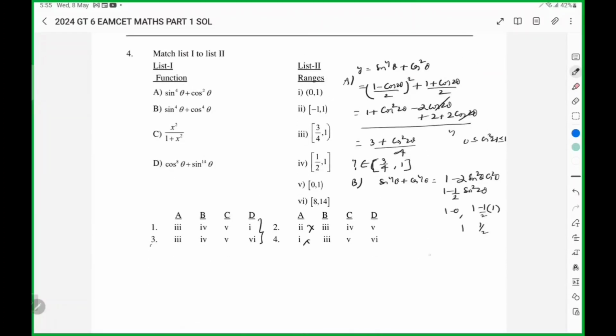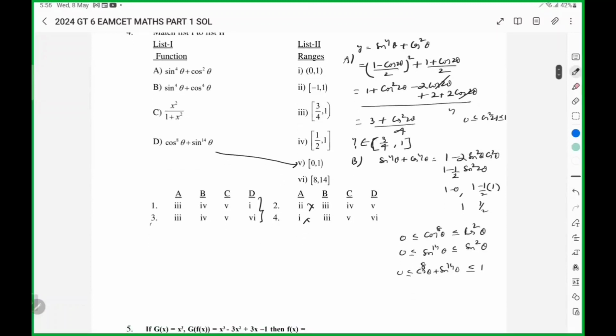D here is cos power 8 theta lies between 0 and cos square theta. Cos power 14 theta, higher powers are less than 1 in values. Higher powers will be less than small powers. So then cos power 8 theta plus sin power 14 theta, cos square plus sin square, that is 0 to 1, D maps to V. So here the incorrect option is not there.